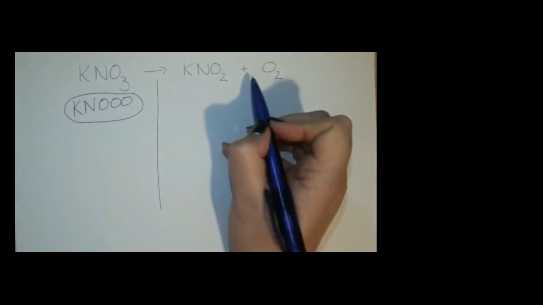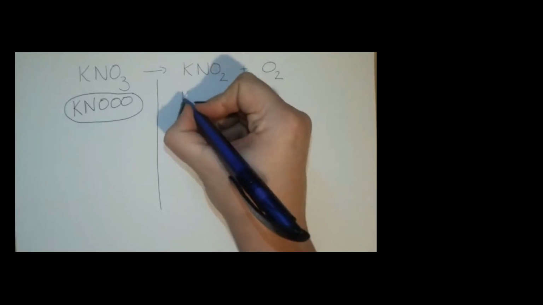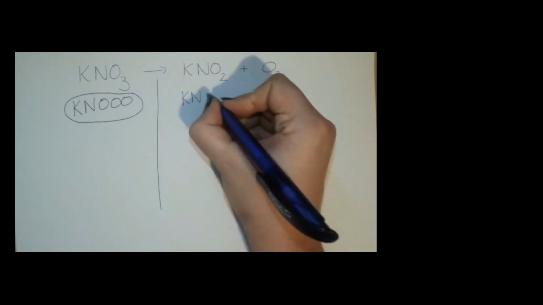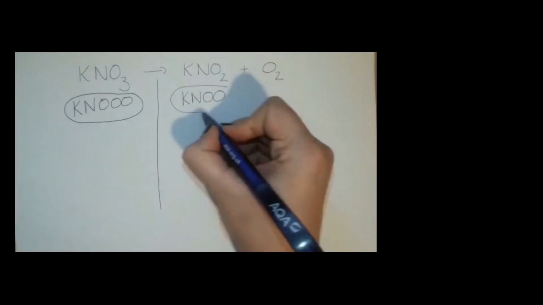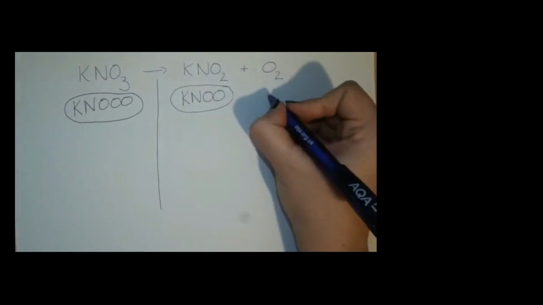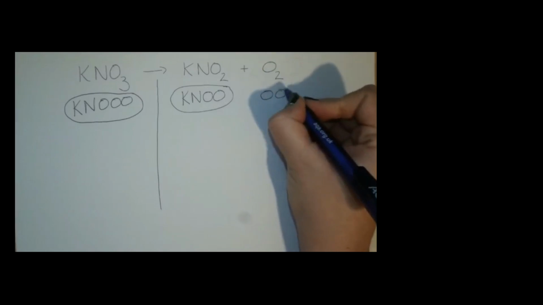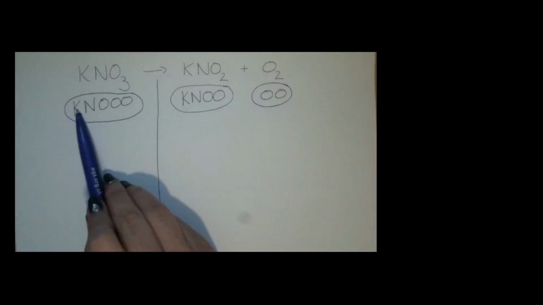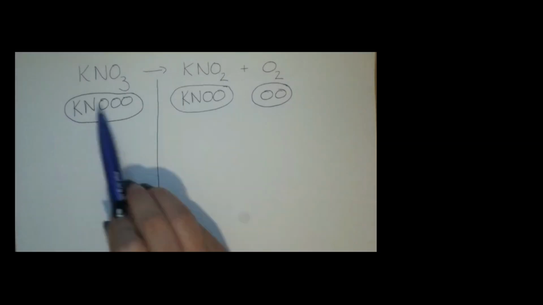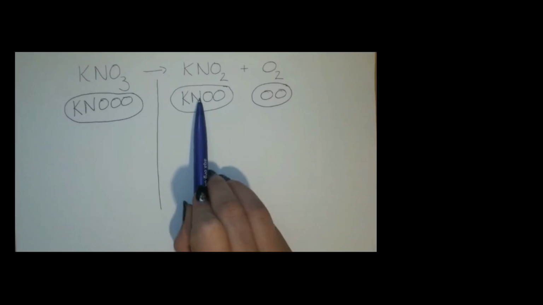Then we've got KNO2. So K, N, O, O. Put it in a bubble. And O2, which is 2 O's in a bubble. So let's count it up. 1K, 1K, 1N, 1N. Right, it's the oxygens here we're having a problem with.